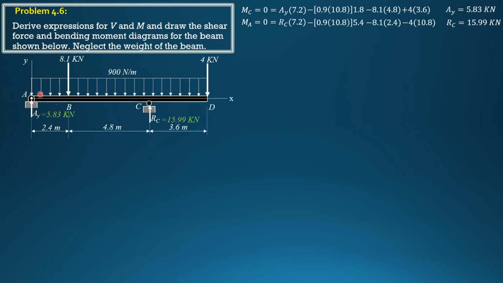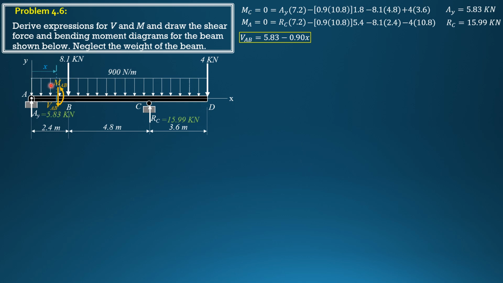So let's define section AB here. Distance x, then we have shear AB downward, moment AB counterclockwise. So for the shortcut, shear in AB is upward minus downward force. So shear AB is 5.83 minus 0.9 times x, 0.9 kilonewton per meter times x, the area.